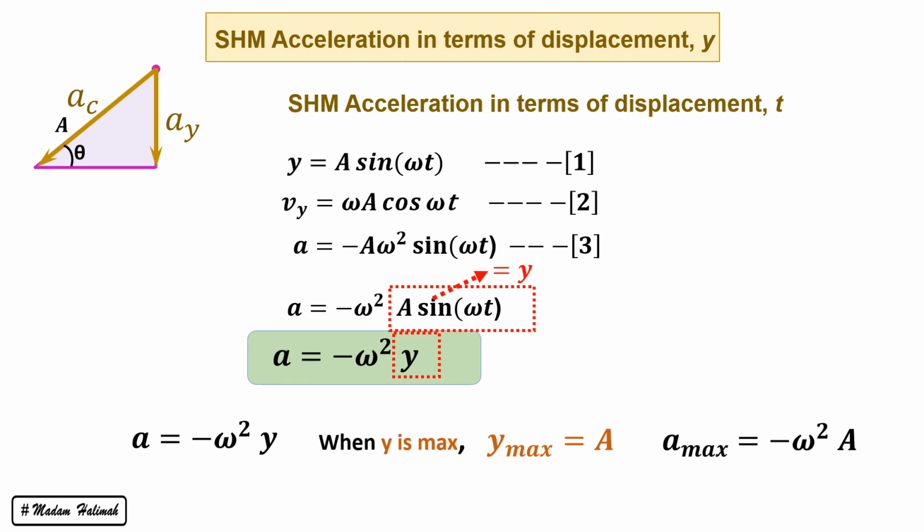When y is max, which is y max is equal to amplitude, the equation becomes a maximum, acceleration for maximum value is equal to minus omega square A. This is a simple harmonic motion acceleration in terms of displacement y.